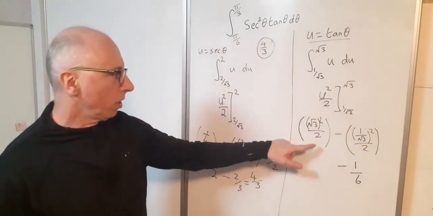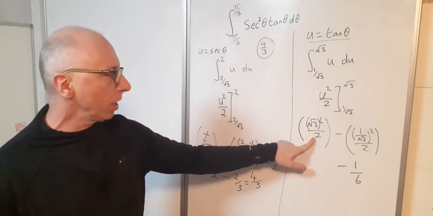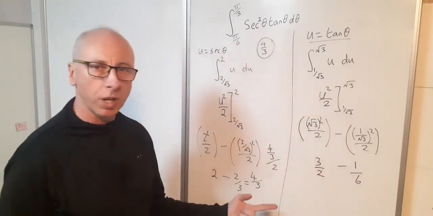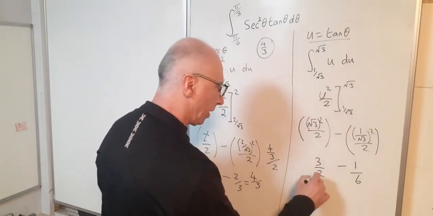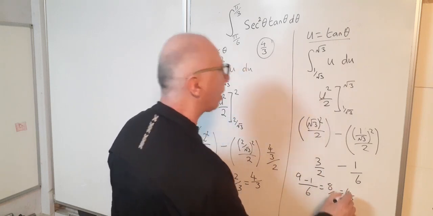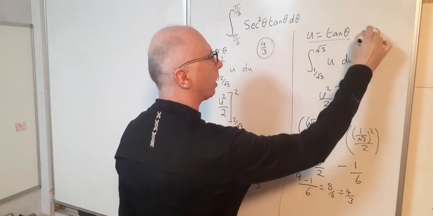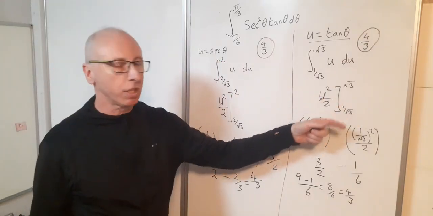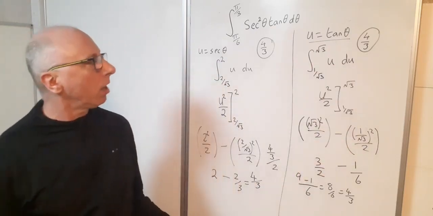So what have we got here? Root 3 squared is just going to give us 3, and then divide that by 2, we get 3 over 2. So 3 over 2 minus 1 over 6. Let's make this nice and straightforward: we've got a minus 1, and then that there is a 9. So that equals 8 over 6, which equals 4 over 3. So this one also gives us 4 over 3. And there we go. Two different u substitutions. They didn't look like the same integral at certain stages, but give us the same answer. So there we go, a nice example on u substitution.